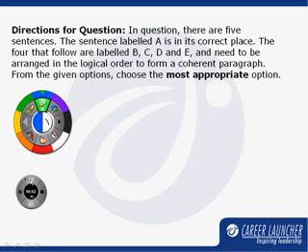We start with the parajumbles of Mock 1. The directions for parajumbles are like this. In parajumble questions, there are 5 sentences. The sentence labeled A, that is the first sentence, is in its correct place. The 4 that follow are labeled B, C, D, and E and need to be arranged in the logical order to form a coherent paragraph. And then from the given answer options, you have to choose the most appropriate option that gives the right series.